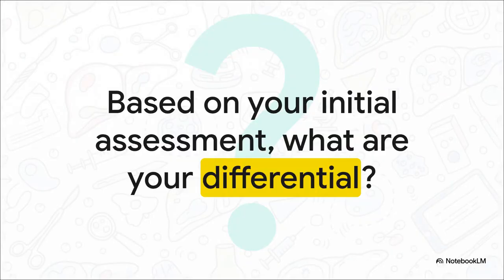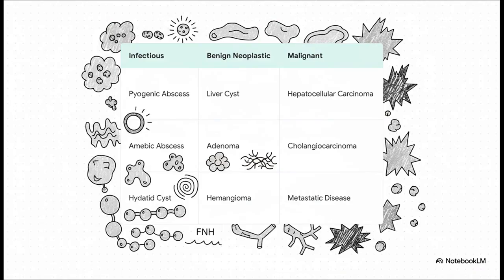Very thorough. Now, putting all that together from your initial assessment, give me your differential diagnoses for this liver mass. So the way I'd structure my differential diagnosis is by breaking it into three big categories, just like you see here: infectious, benign neoplastic, and malignant.